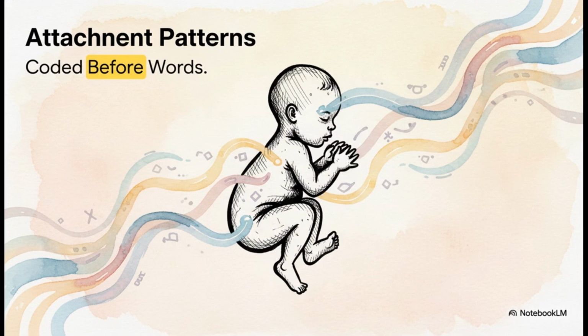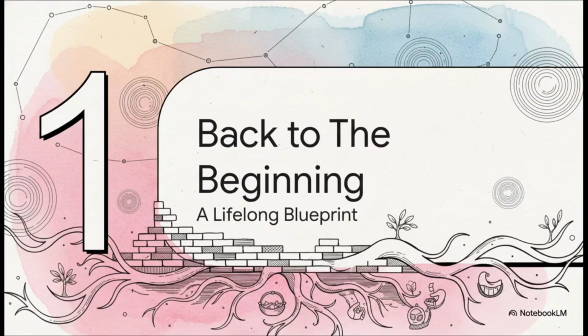But what if I told you that these reactions, they aren't random at all? They are actually predictable patterns. They follow a script that was written for you in the very first moments of your life, way before you even had words to describe it. So, to really get this, we have to go way back to the very beginning. We're going to explore how our first relationships literally build the emotional foundation, this lifelong blueprint for pretty much every connection we have later on.